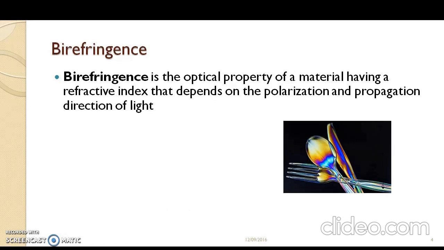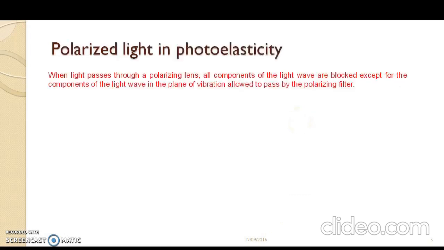So before starting with photoelasticity, let us understand what is birefringence. Birefringence is the optical property of a material having a refractive index that depends on the polarization and propagation direction of light. Any photoelastic model exhibits a birefringence property. A transparent, glass-type material exhibits a birefringent property where stress concentration can be easily found out. Now, before going to the actual polariscope, let us understand what is polarized light.